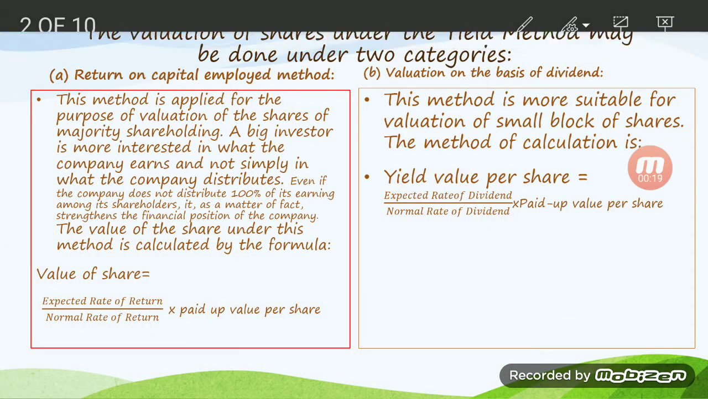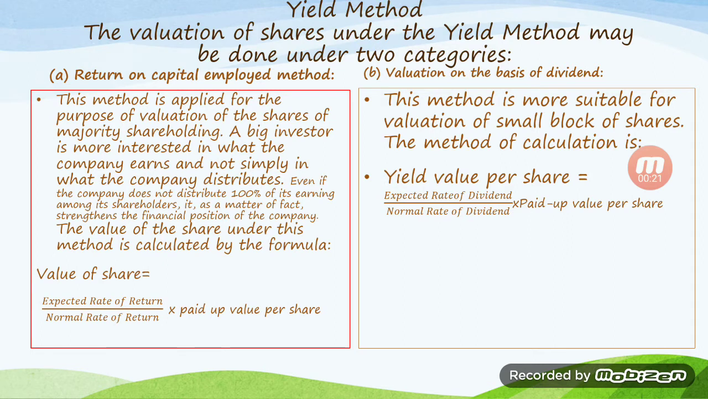Yield method. The valuation of shares under the yield method may be done under two categories. One is based on the profit earned by the company, otherwise called the return on capital employed method. The second one is based on the dividend given for the shareholders.